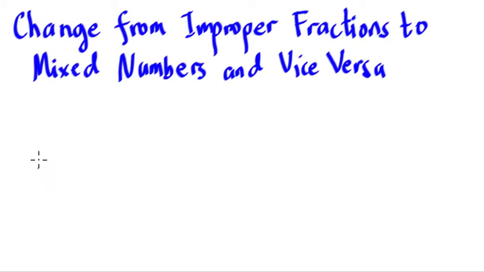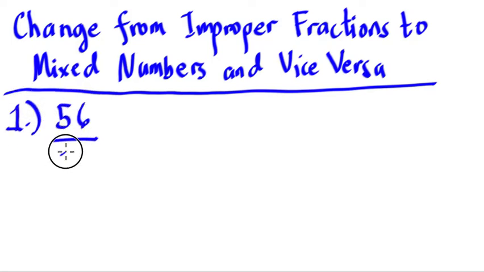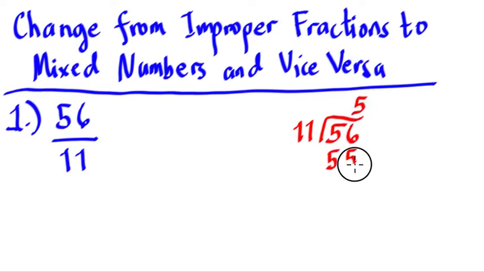As an example, we'll have number one. We have 56 over 11, and we're going to change this to a mixed number. So let's proceed to the division. Let's write this down: 56 divided by 11. How many 11s are there in 56? There are 5 of them because 5 times 11 is 55. We deduct that from here, so what we have is 1. And then we stop because there's nothing to bring down anymore, and 1 cannot be divided by 11.